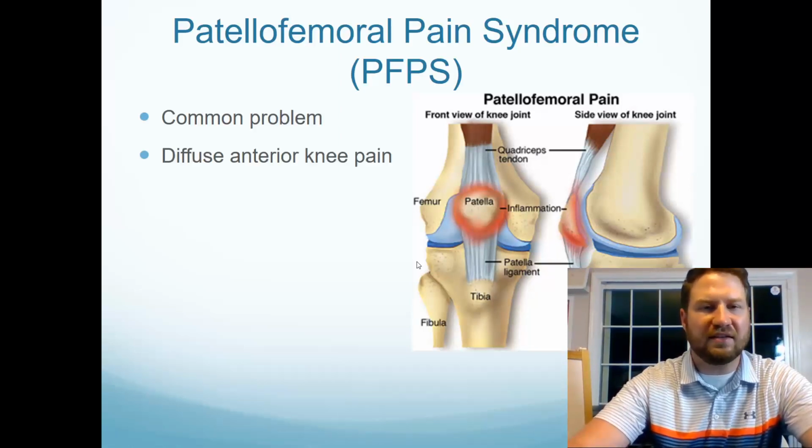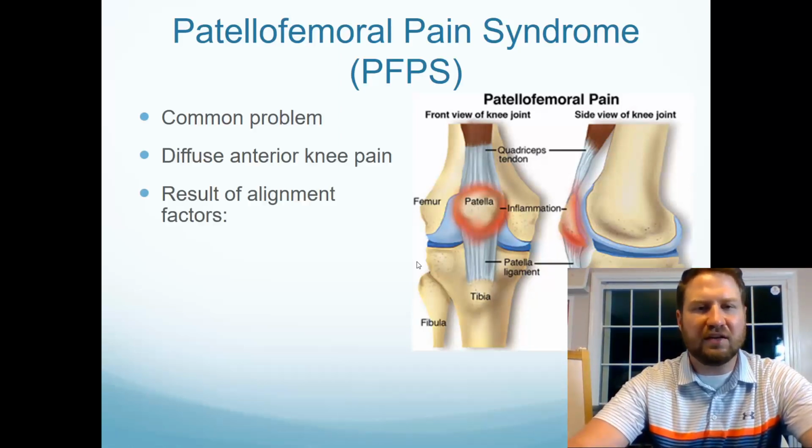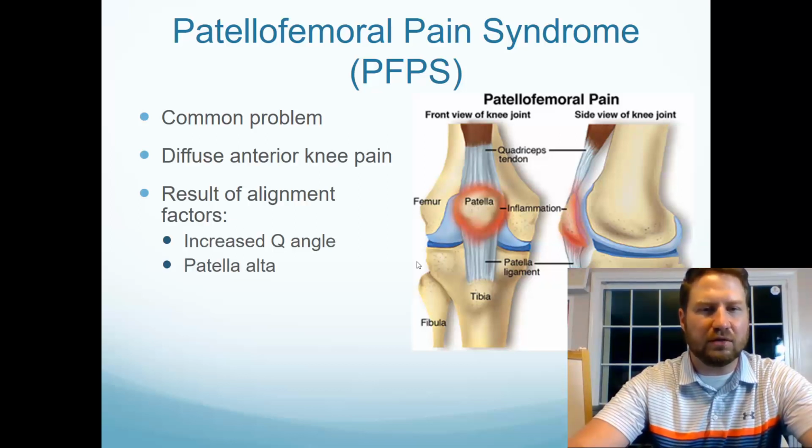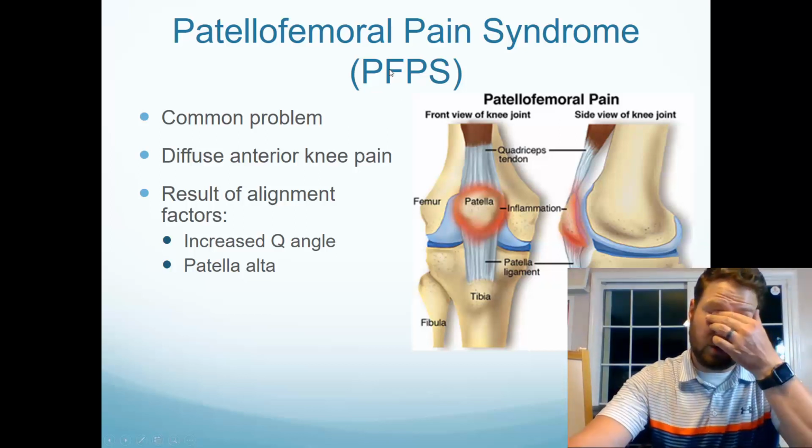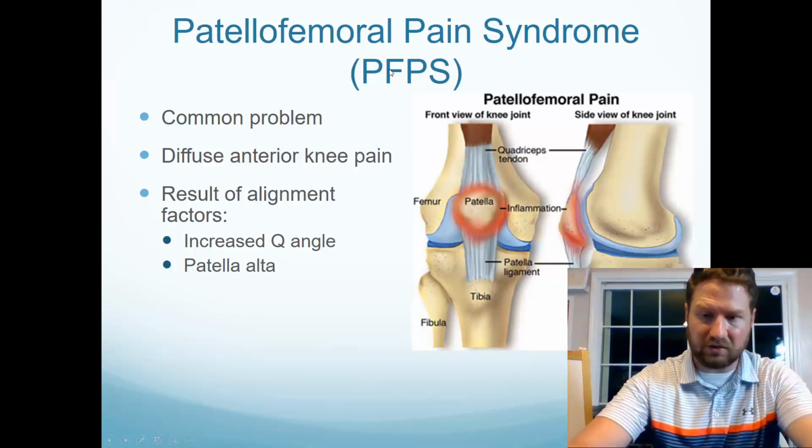Patellofemoral pain syndrome, very common, diffuse anterior knee pain. Results of alignment factors, increased Q angle, patella alta. Patella alta is where the patella rides high. Patella baja is when the patella rides low. Patella alta can contribute to patellofemoral pain syndrome.